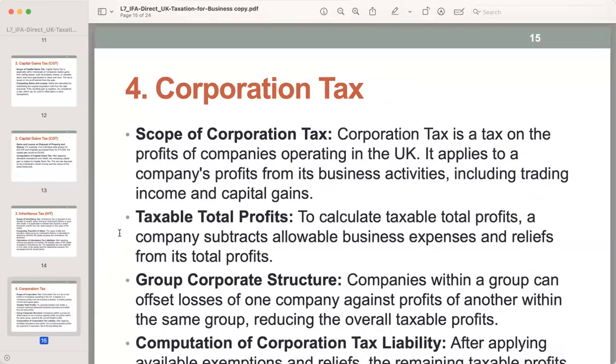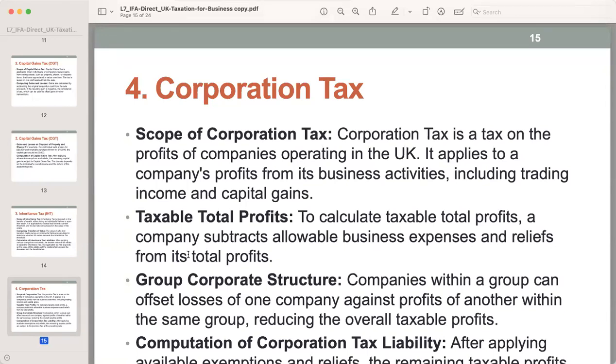Next one is corporation tax. Corporation tax is a tax on the profit of companies operating in the UK. It applies to a company's profit from its business activities, including trading income and capital gains. For taxable total profits, a company subtracts allowable business expenses and reliefs from its total profit.